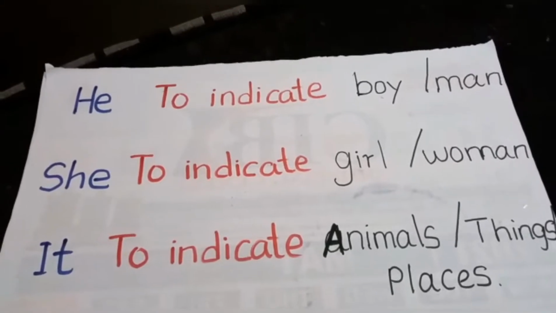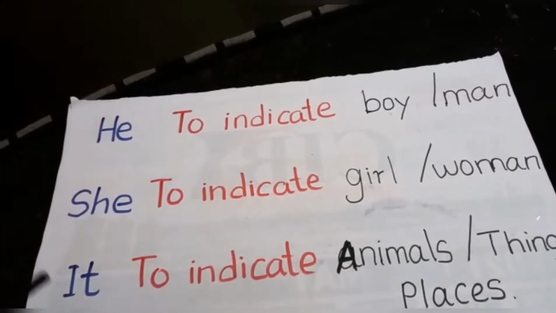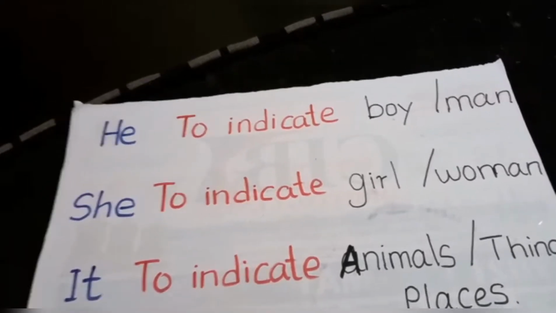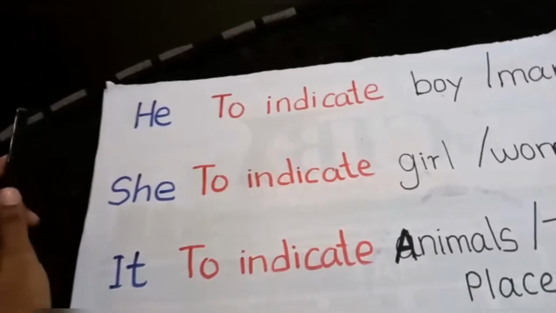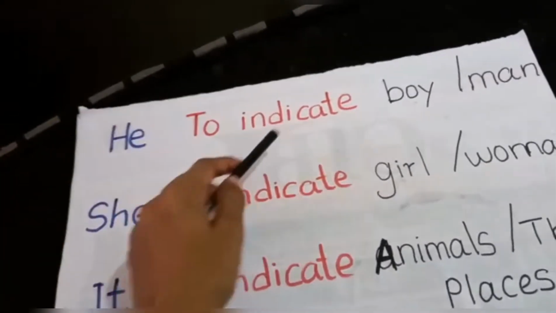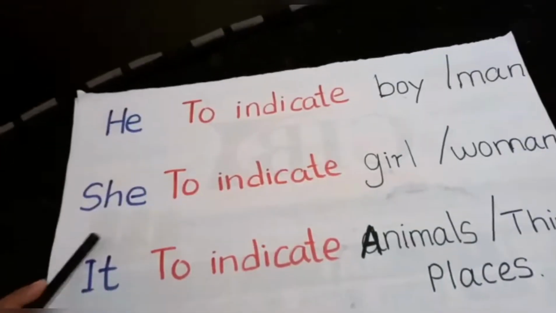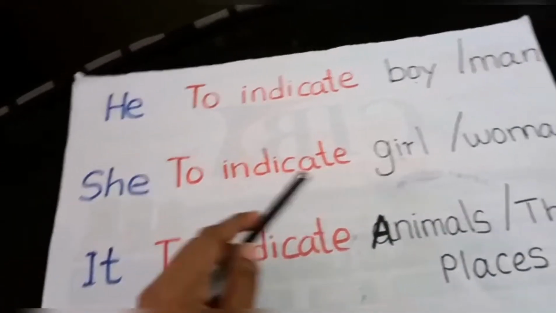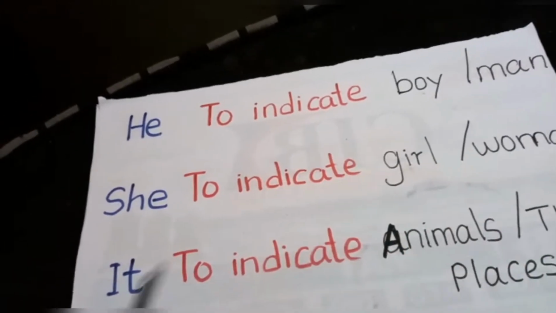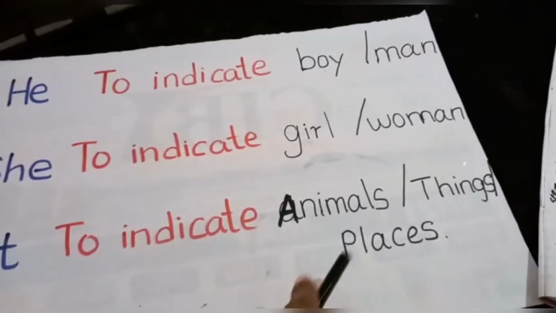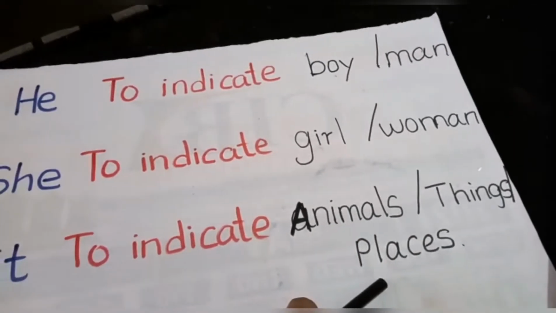Children, today we are going to learn about how to use he, she and it. We are going to learn when to use them and how to use them. Come and see how we use them. He we use to indicate a boy or a man. She to indicate a girl or woman. It to indicate animals, things or places.